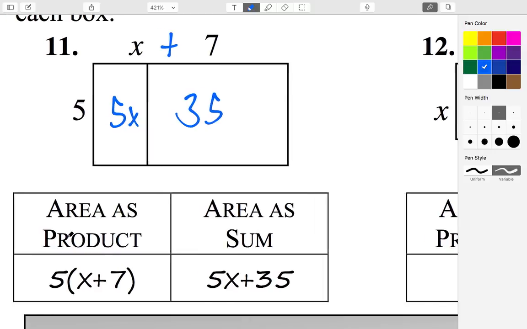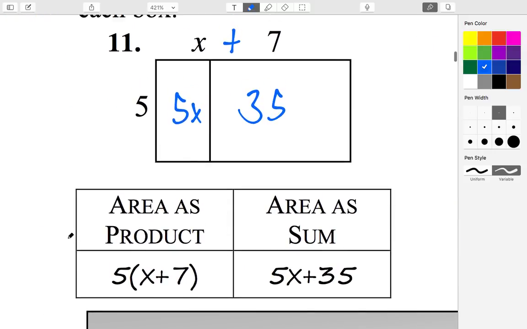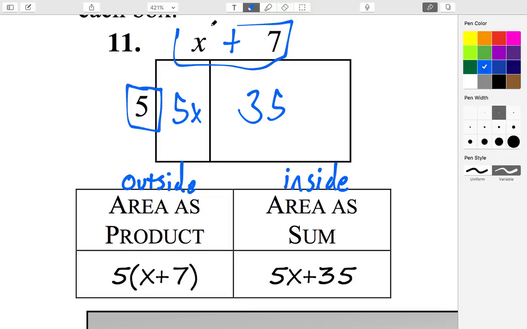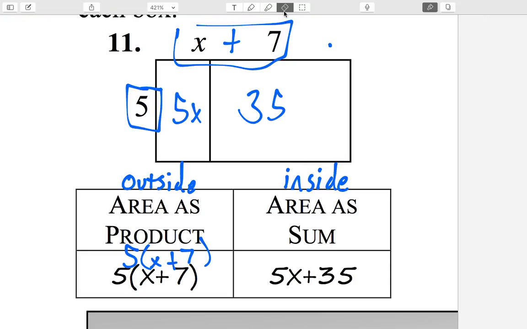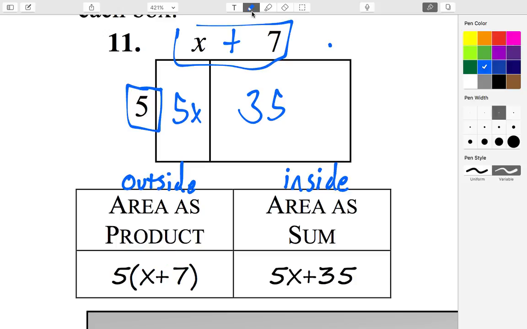And this one is your outside. So this is all your outside numbers. So if it helps you, write outside, and this one is your inside. So right here was your outside, right here was your outside. That's how you get this. Now you don't just write 5x and 7. You're obviously going to have the parentheses and the addition as well. Let's erase this. Okay, area sum, and then you write the inside.